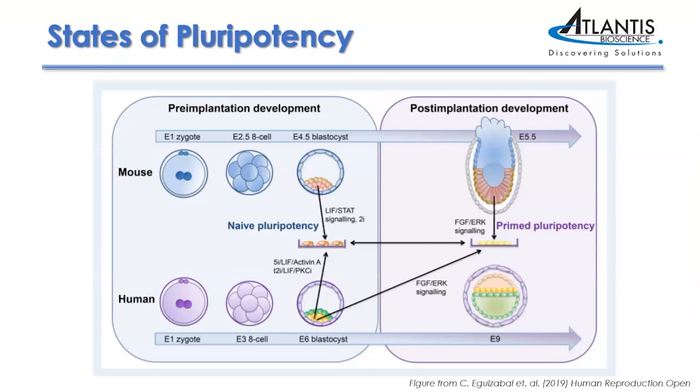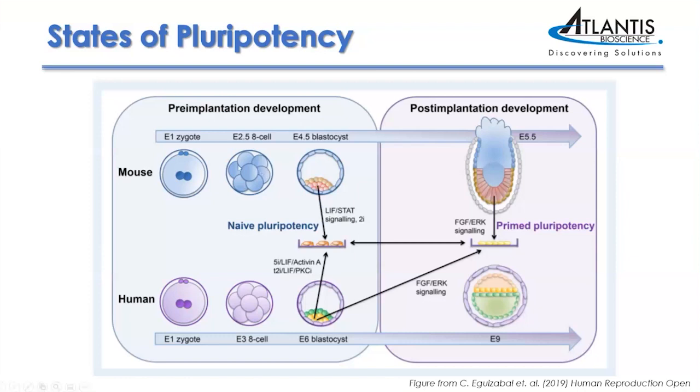So now let's take a look at the pluripotency of these stem cells. In fact, a pluripotent stem cell actually appears in two different pluripotency states. In vivo, pluripotent cells are found during a very short window of time in the developing embryos.